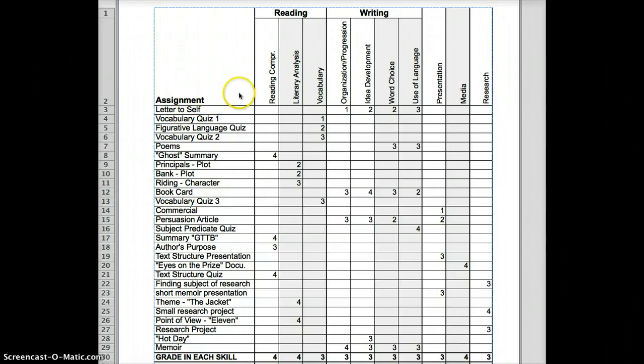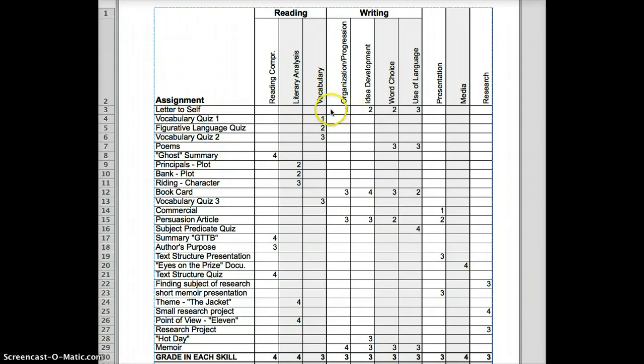Along the top are listed the 10 language arts skills we want the students to tackle this semester. There's 3 reading, 4 writing, and 3 that fall in either category. On the left side here are the assignments the students may encounter. And you may notice a couple things. One is that the student receives a grade in 1, 2, 3, and 4.